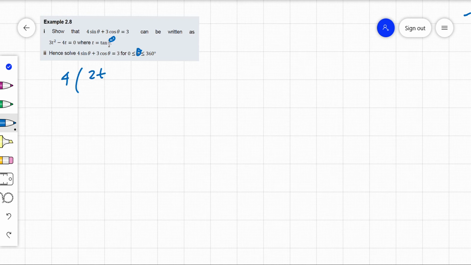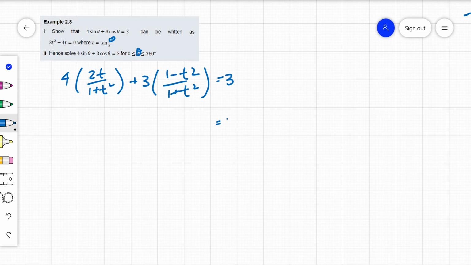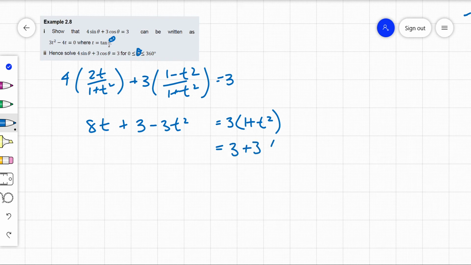sine is 2t on 1 plus t squared. Hopefully you remember. And cos, remember, is 1 minus t squared on 1 plus t squared. Okay. And we're showing that can be written as, alright, so let's make that equal 3. Now, you can see here we're going to have a common denominator of 1 plus t squared, so what we might do is times that over this side, the 1 plus t squared. And then we'll be left with 4 lots of 2t's, 3 lots of 1 minus t squareds. Alright, so just expanding that out, and of course 3 plus 3t squareds here.